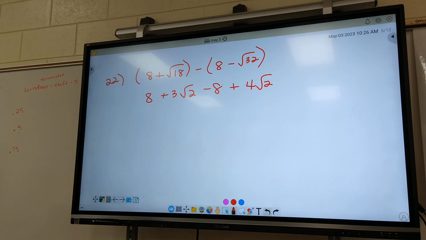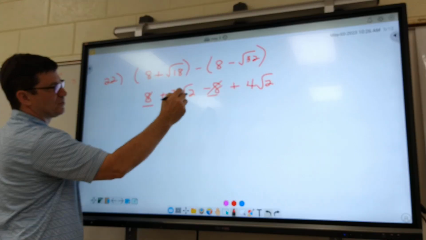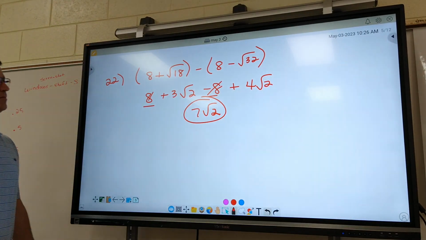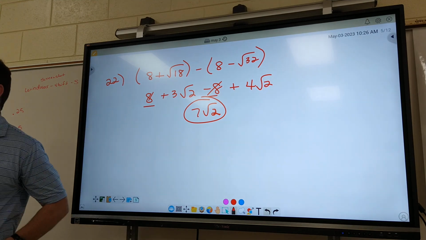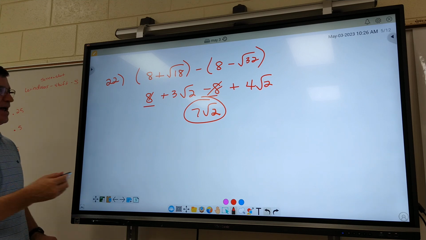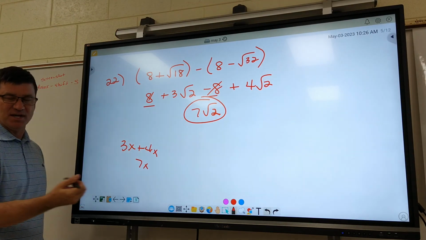What happens with 8 and negative 8? Cancel. All right, 3 plus 4. How about 7 root 2? So the root 2 you don't add up? Nope, only the numbers in front. Now, if it was multiply, you would multiply the root 2 to get root 4, and then go back down. But adding, no. It's like adding like terms. It's like adding 3x and 4x, which is just 7x. Same thing.